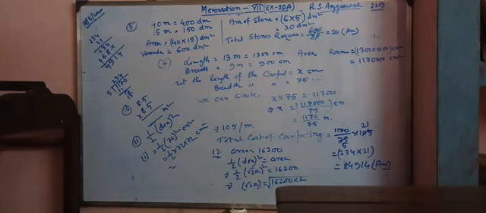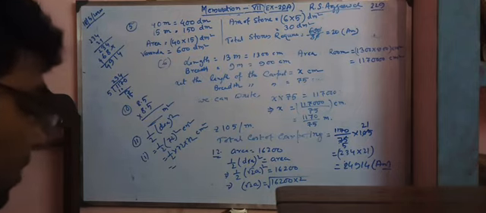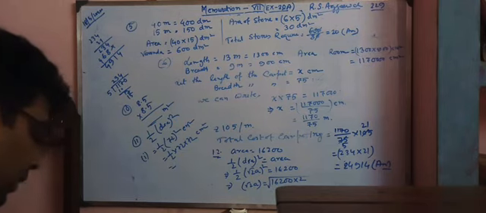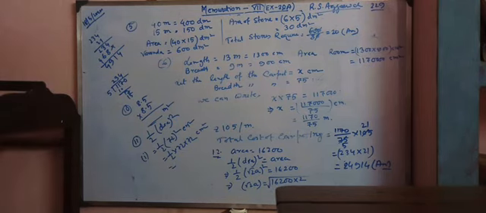Next, the area of a square field is half hectare. Find the length of its diagonal in meter. We have to know that 1 hectare is equal to 10,000 meter square, so half hectare is equal to 5,000 meter square. Again we find the diagonal by applying this formula: root 2a is the diagonal if a is the side.